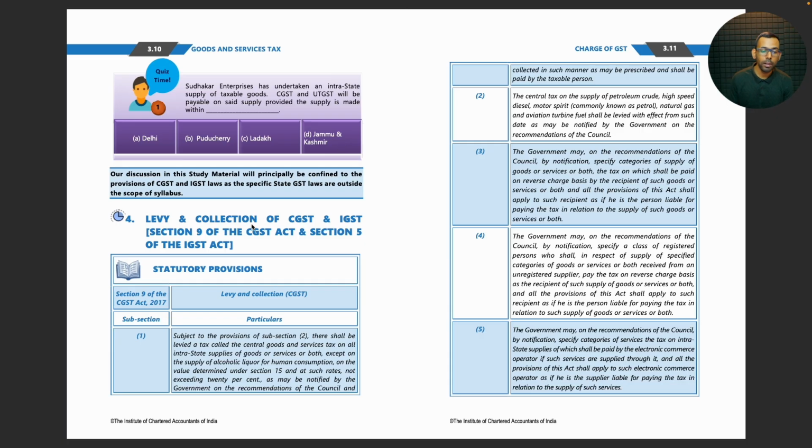Now, levy and collection of CGST and IGST: Section 9 of the CGST Act, Section 5 of the IGST Act.